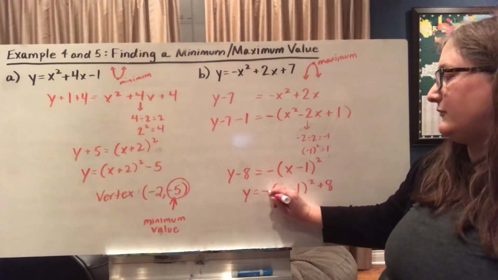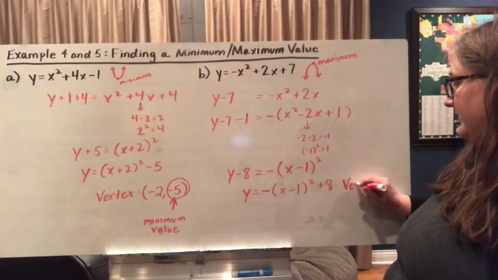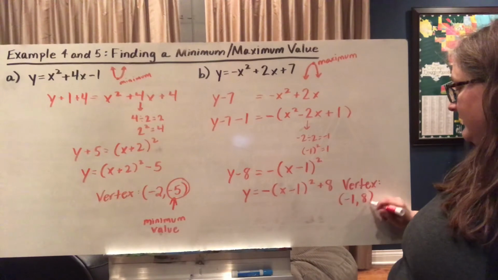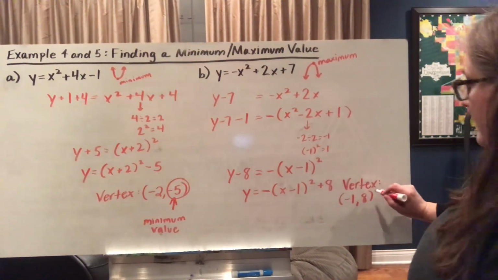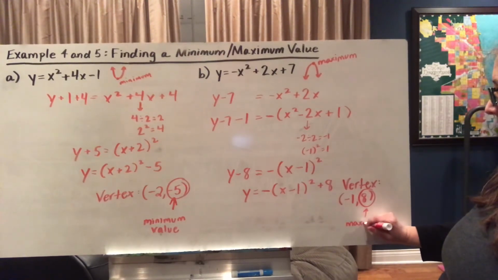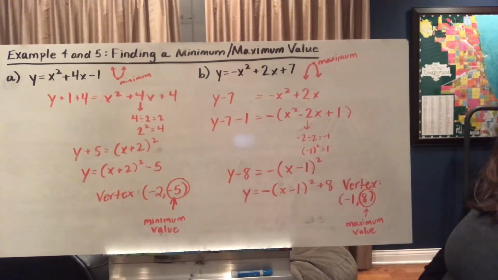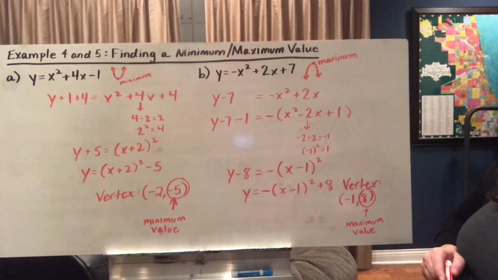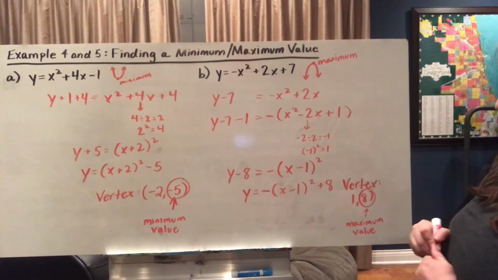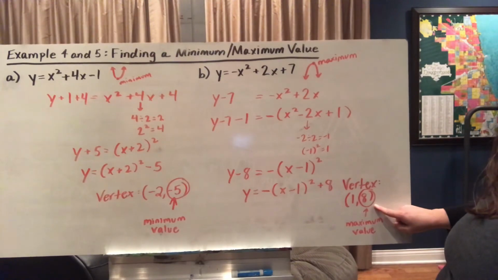So once again, I have vertex form. This negative here tells me that it's opening downwards. And my vertex in this case is -1, 8. So the one that's important here is my 8. 8 is my maximum value. It's the highest point of my parabola. Oh, I'm sorry, this is 1, 8. I forgot. It's x minus 1, that means it's +1, 8 for my vertex. Still doesn't change that 8 is our maximum value.